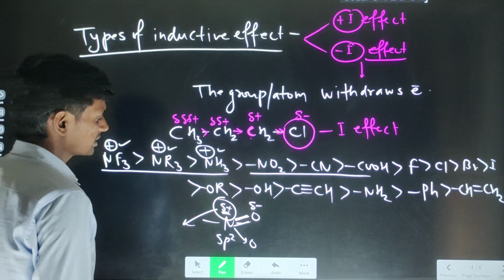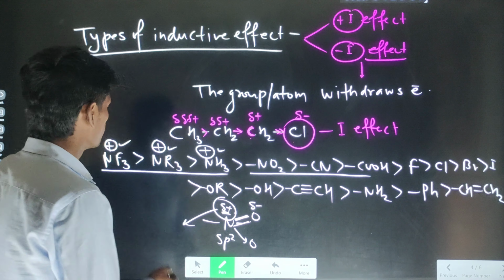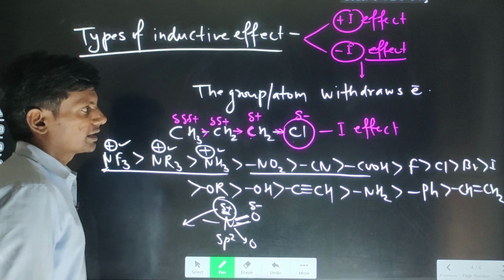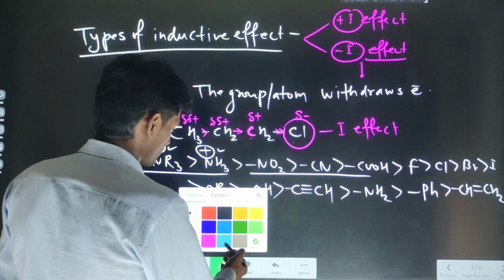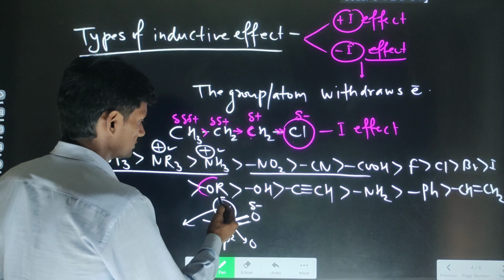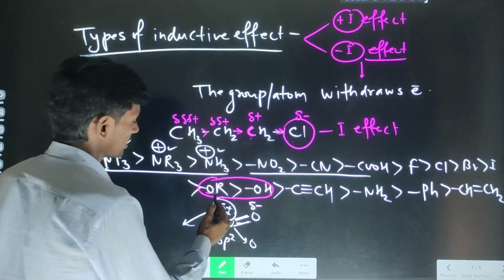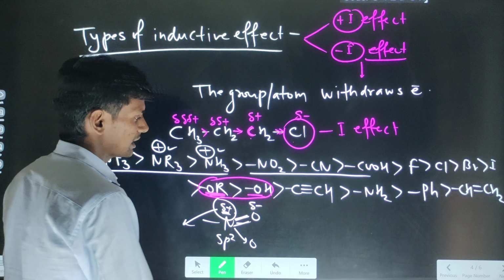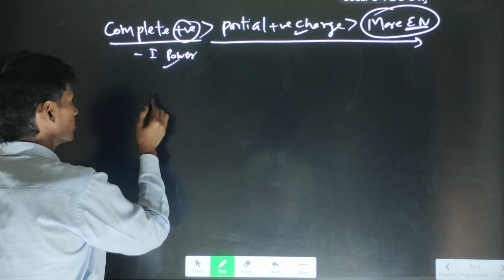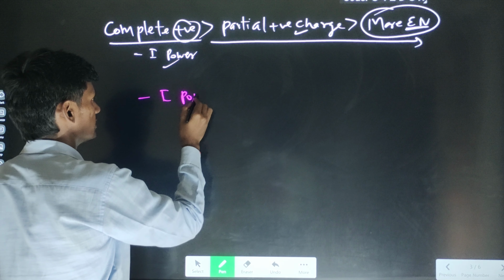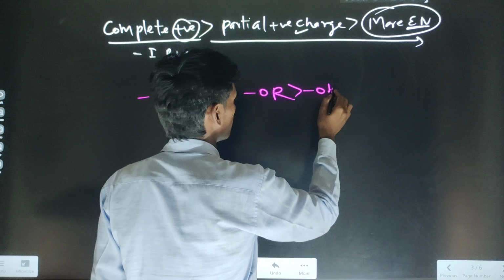After that, we can say that partial positive charge has less minus I power than complete positive charge. And here one confusion arises between alcohol and ether group. We know that minus I power of ether is more than alcohol, but if we talk about minus I power, then ether has more minus I power than alcohol.